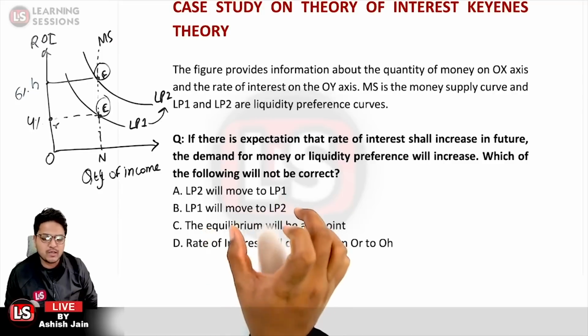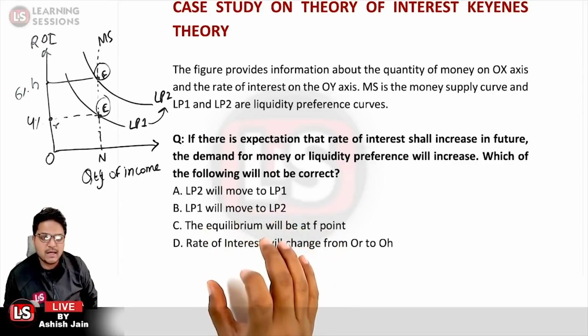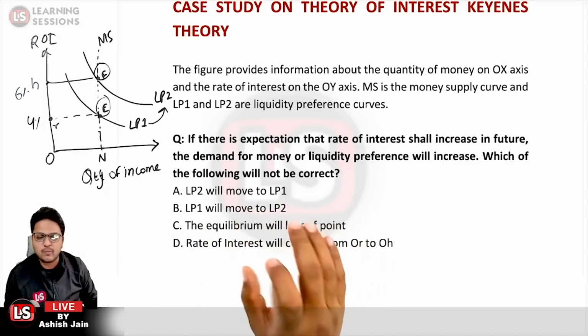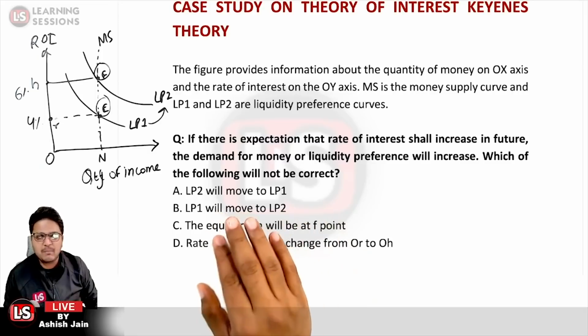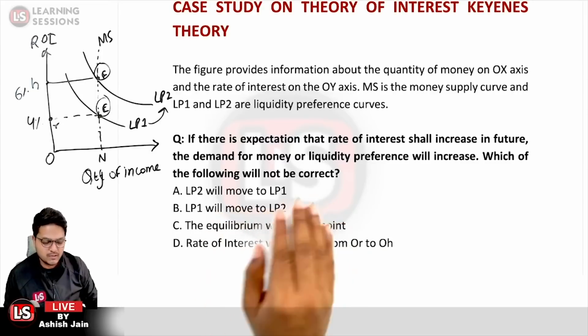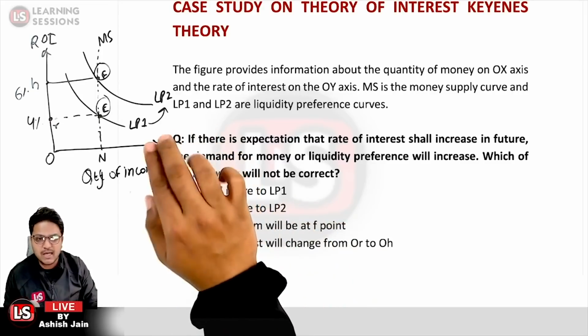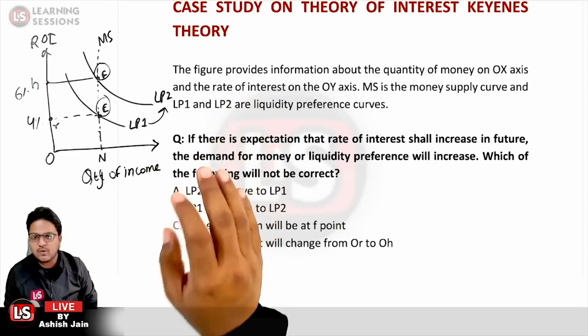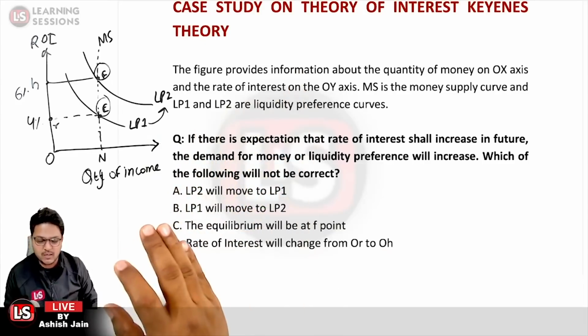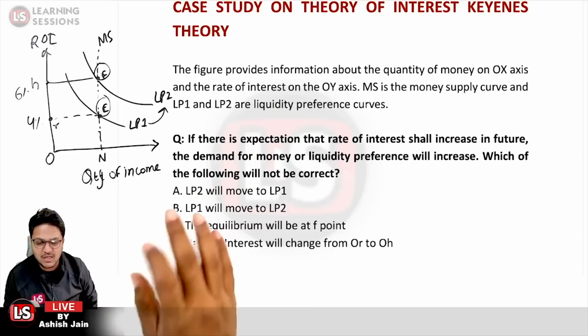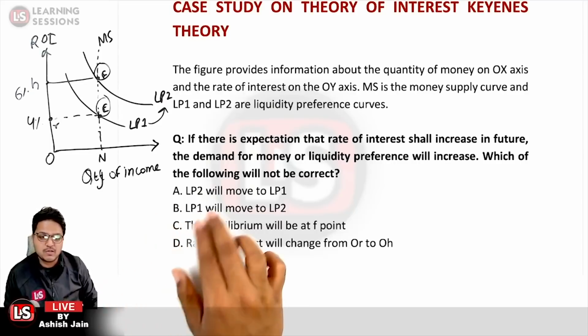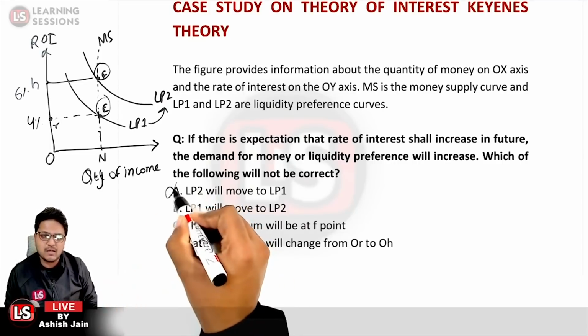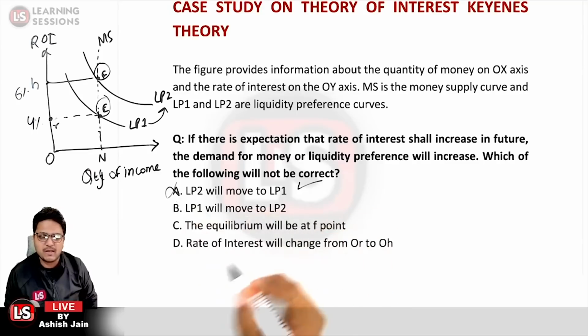Over here we need to look at the different options and select which one is not correct. That would be our right answer. It is given that LP2 will move towards LP1, but that is wrong over here, because LP1 will move towards LP2, not LP2 towards LP1, because the rate of interest has been increased, not decreased. So this particular statement is wrong, and that will be our right answer. So option A will be the right answer.